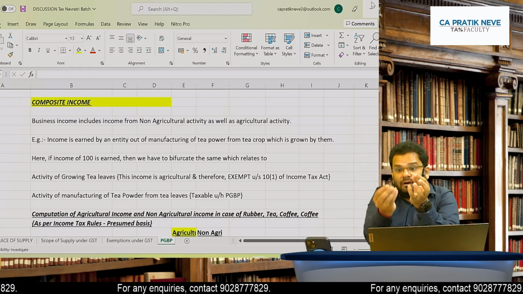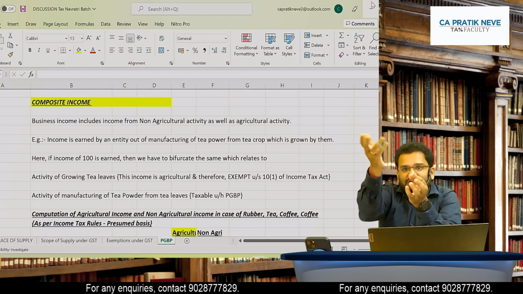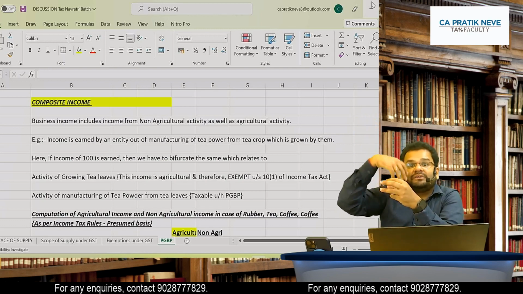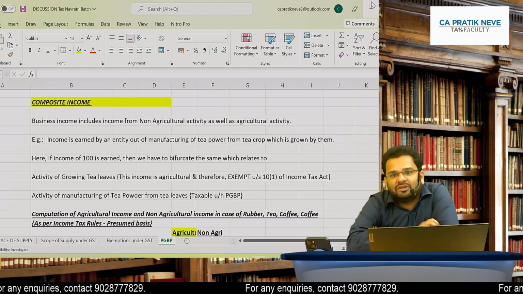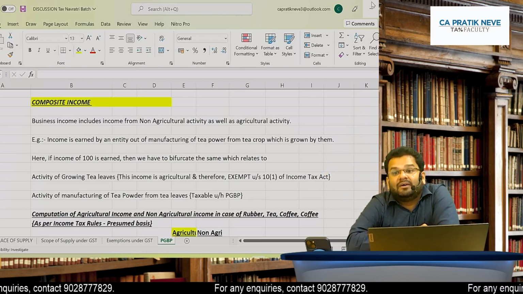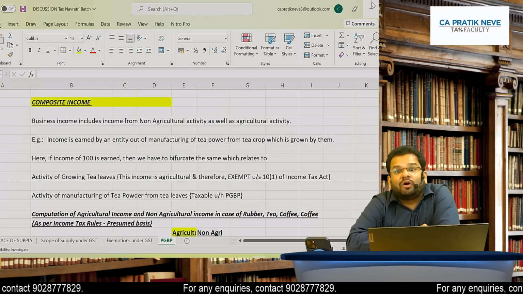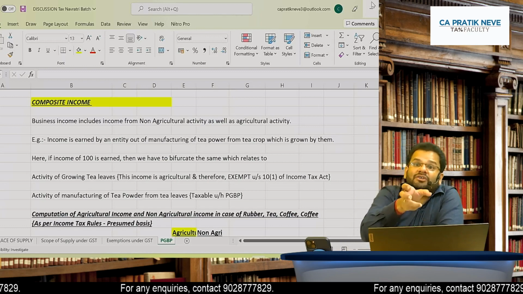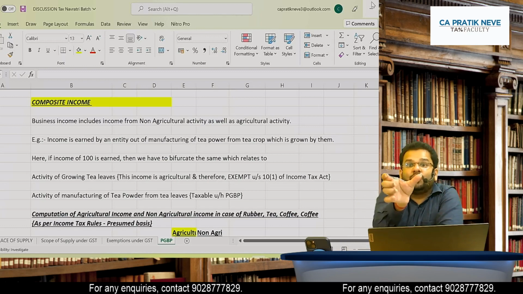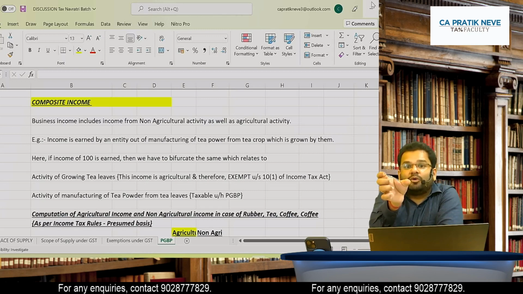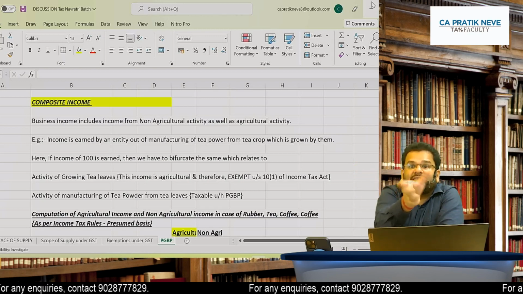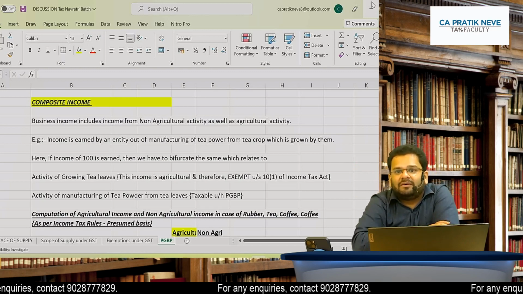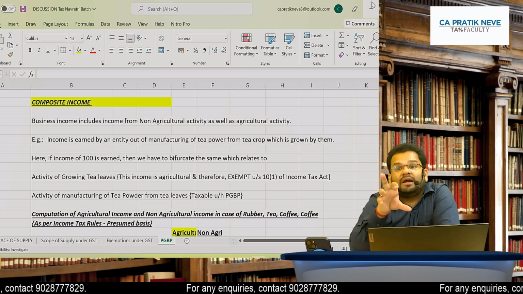Sometimes what happens? You are growing tea crops, plucking it and manufacturing tea powder and selling that tea powder. In short, friends, when you sell that tea powder, actually what you are selling is something which is produced tea leaves when manufactured in tea powder. So there is dual income. Some income out of that 100 rupees is from agricultural activity, and some income is from non-agriculture activity. So do you agree, all of you, that we have to bifurcate this?